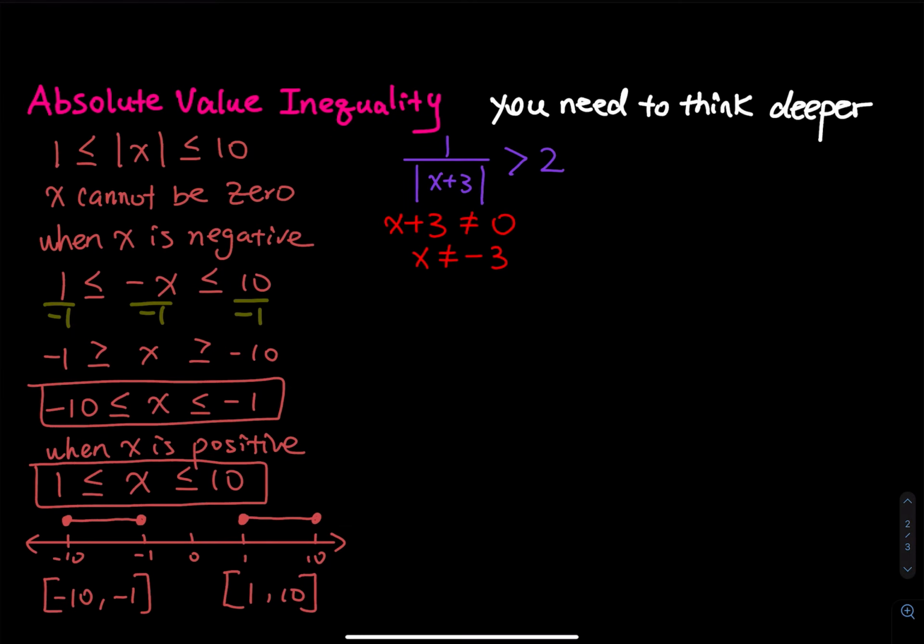So tell me what happens when x is equal to negative 3. You have a 0 in the denominator. How about 1 divided by 0? Is that defined? No, right? So whenever you see a fraction, no 0 in the denominator. So x cannot be equal to negative 3. Okay, and then the next step is I will get rid of the denominator by multiplying x plus 3 on both sides.